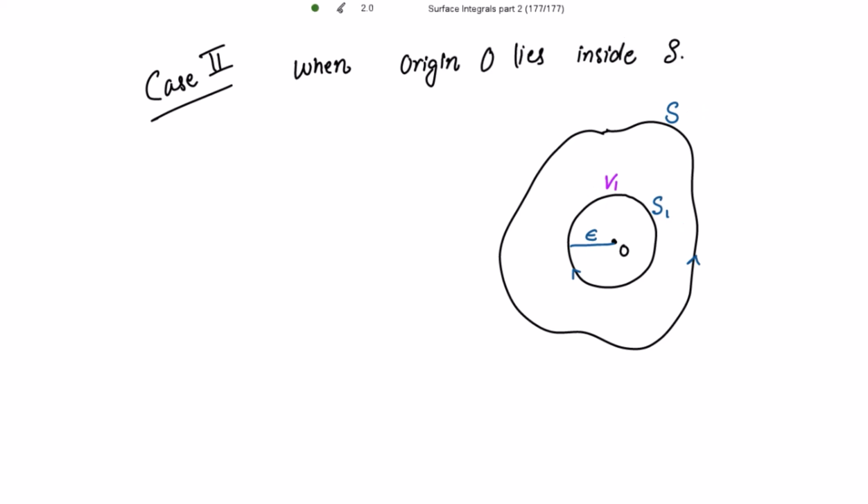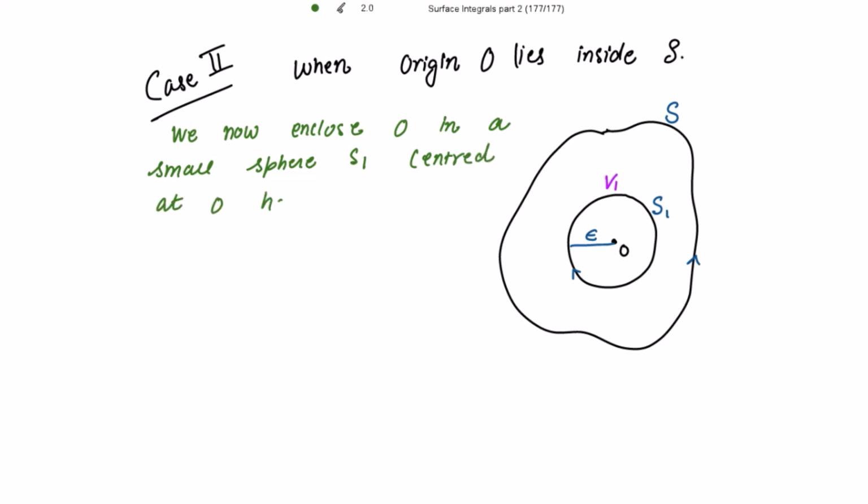So to apply Gauss's divergence theorem, we have to enclose the origin O in a small sphere S1 centered at the origin O, having the radius epsilon and lying in S. So this S1 is lying in S. Otherwise we cannot apply Gauss's divergence theorem, right?